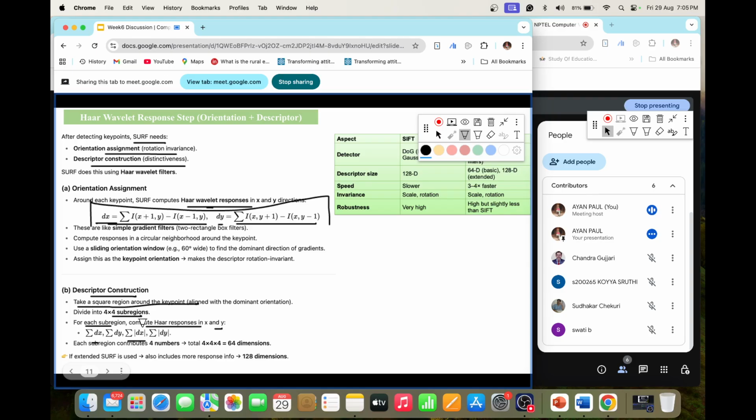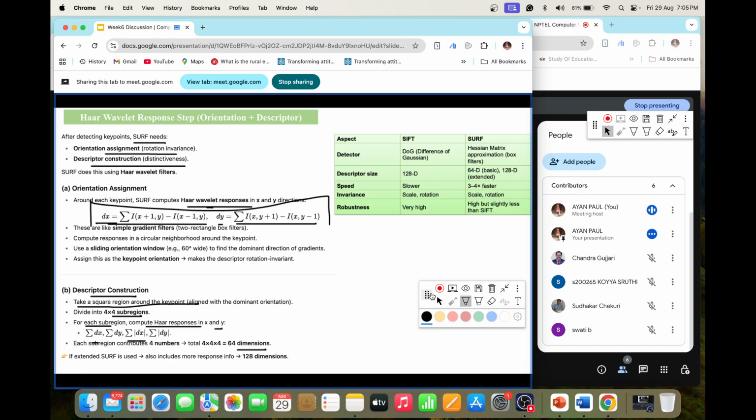Okay, and after that what we can do, we can take 4 into 4 regions, and we have 4 responses. So total for each sub region we will have 64 dimensions. So that's how, with the Haar wavelet, we can do the descriptor construction.